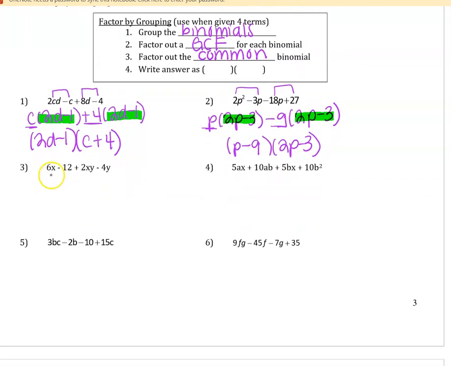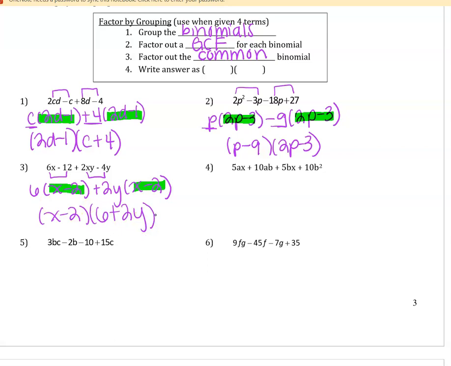Okay, moving on to 3, I can factor out a 6. And it looks like a 2y. Okay, again, there's your common binomial of x minus 2. So this would factor to x minus 2 times my leftover, 6 plus 2y.